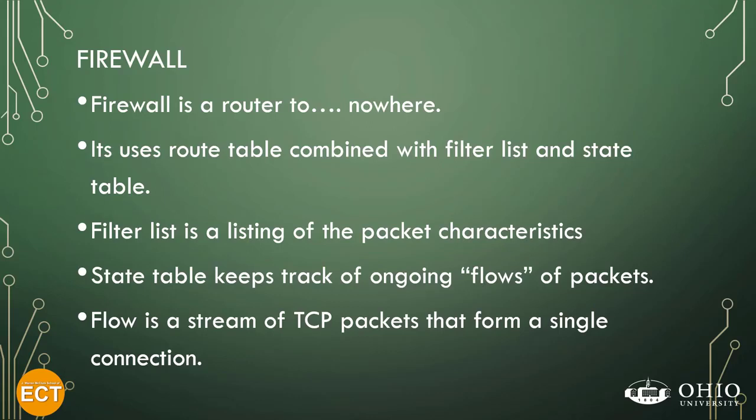So flows will be based on TCP streams. Packets, like UDP packets, will be blocked based on a filter list. And we can block flows and packets. They're very similar concepts. Packets make up flows. It can get kind of crazy with the definitions. A flow is a stream of TCP packets that form a single connection. That's probably the best way to think about it. And the firewall can filter on those packets and on those flows.